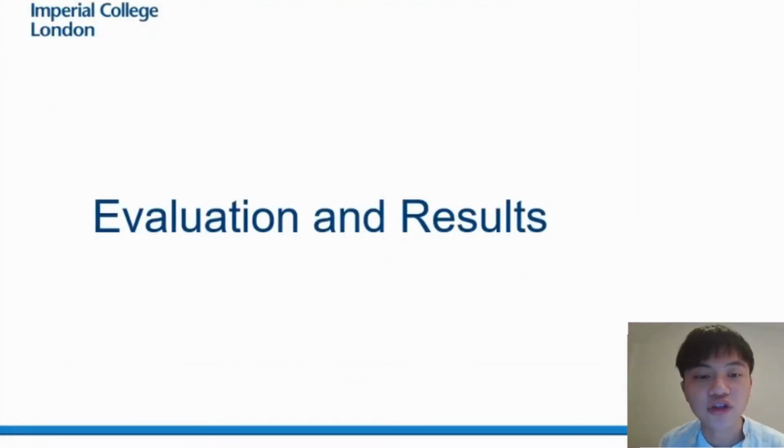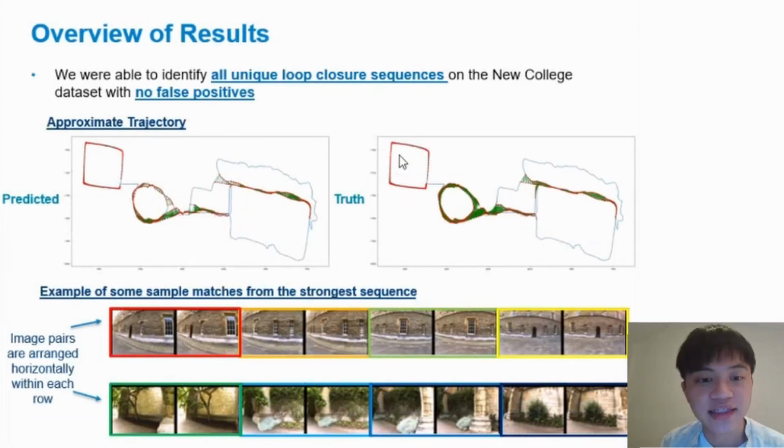So now let's move on to the actual results of our algorithm itself. The first dataset that we tested on is the New College dataset. Here I've plotted the approximate trajectory. The blue lines in this image represent the movement of the robot itself, and the red dots and the green line in between represent two images and a detected loop closure between these two images. As you can see, we are able to identify all of the locations where the blue lines overlap.